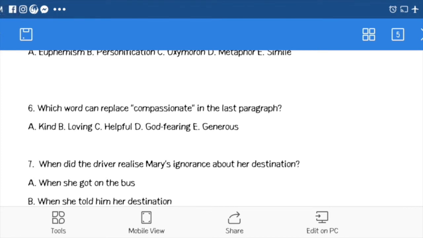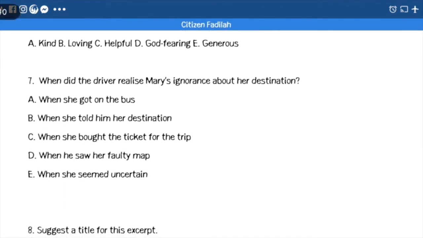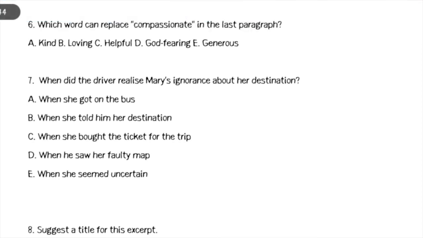Number 7, when the driver realized Mary's ignorance about her destination. First of all, what does the word ignorance mean? I'm sure you know what it means. For those of you struggling with words, it would be nice to have a dictionary by your side or a pen and a paper so you can put down these words that are difficult for you to understand. When did the driver realize Mary's ignorance about her destination? It simply means when the driver realized that Mary did not know where she was going.